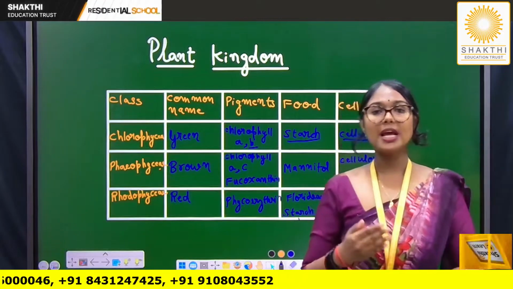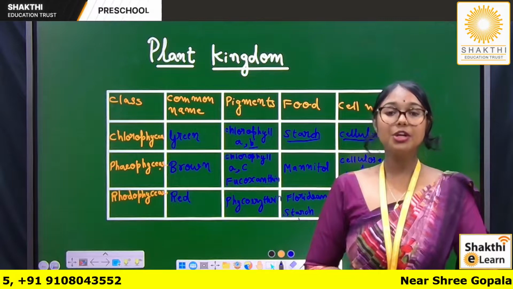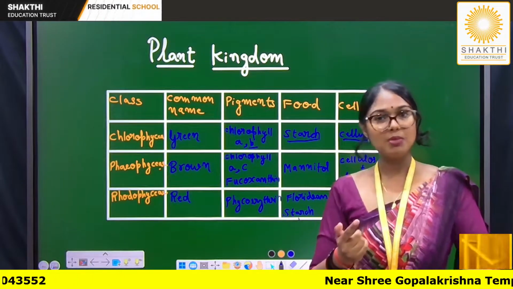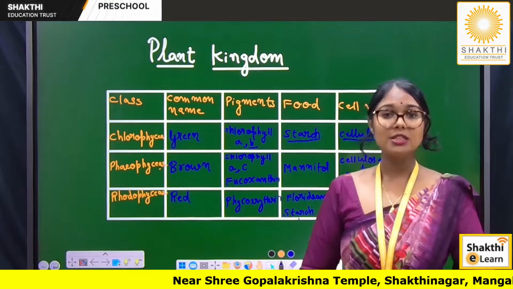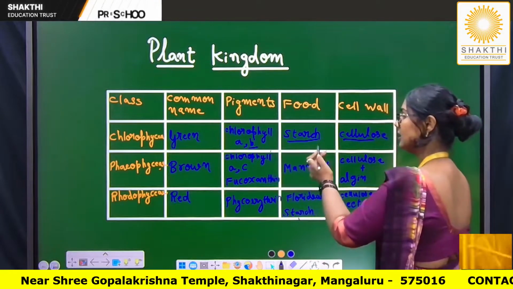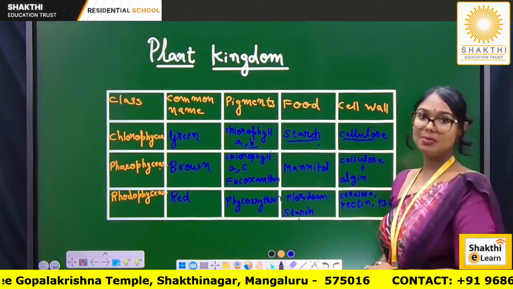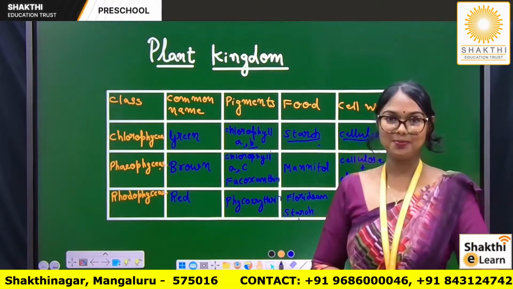So you can either have a full question on write a note on algae, or you can have sub questions for 1 mark, 2 marks or even 3 marks, wherein you are supposed to know the different pigments present, the storage material that is present as well as the cell wall component that is present.